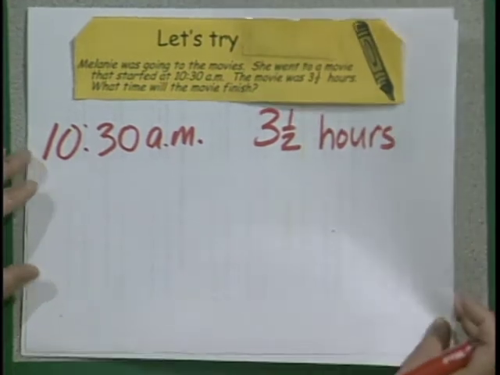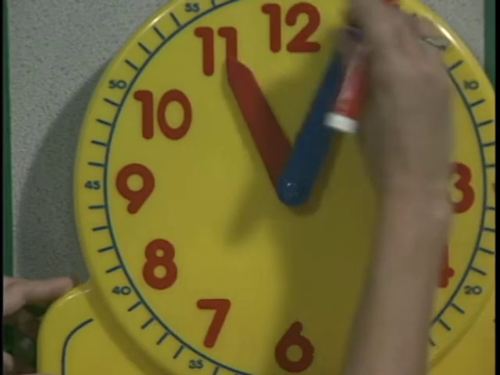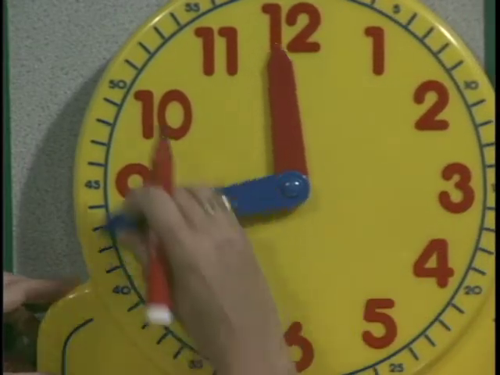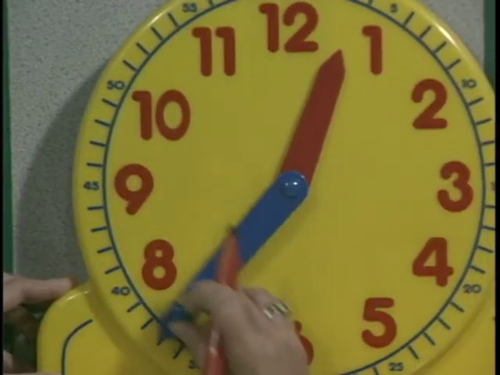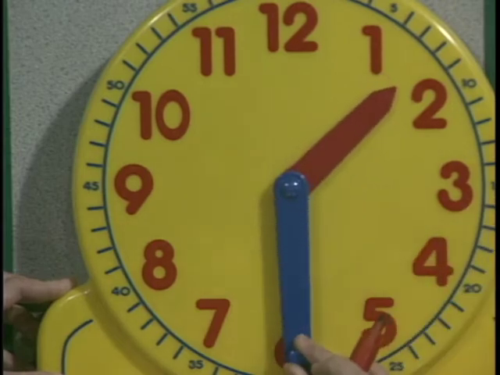So let's take a look, and we're going to use a clock, and I preset the clock to 10:30 so that we were ready to go. We're going to start at 10:30, and we're going to add on 3 more hours, and then we'll worry about the minutes later. So we're starting at 10:30. 1 more hour gets us to 11:30. 1 more hour gets us to 12:30, and then our third and final hour brings us to 1:30.